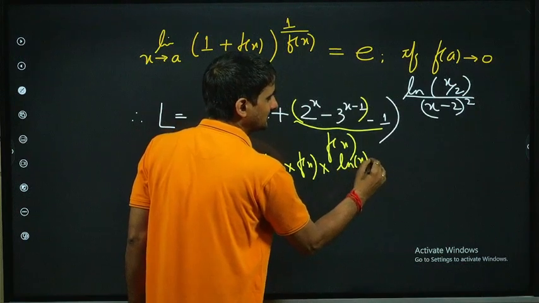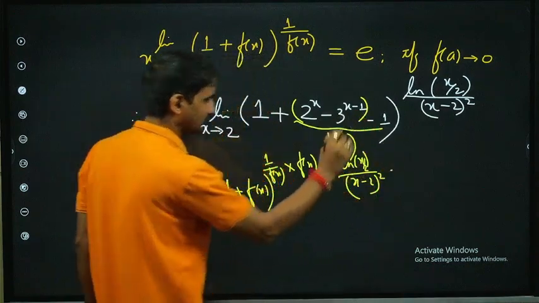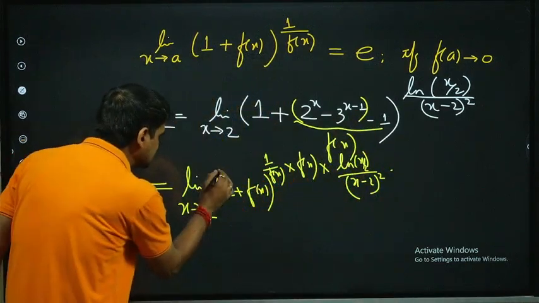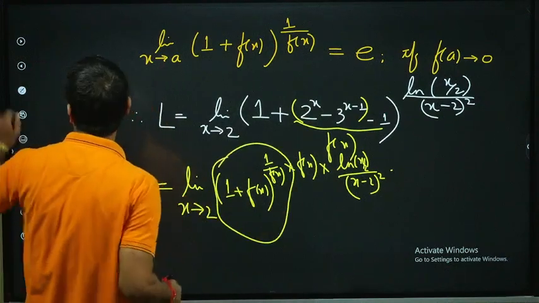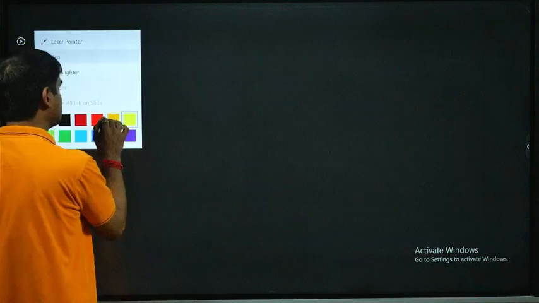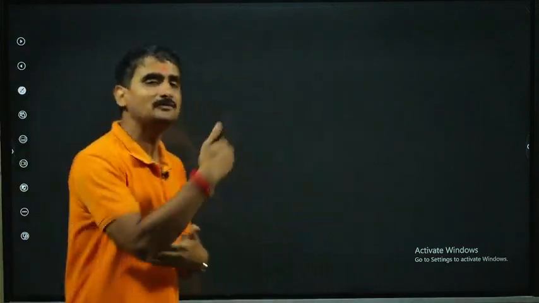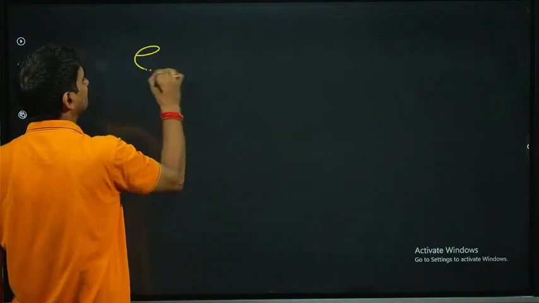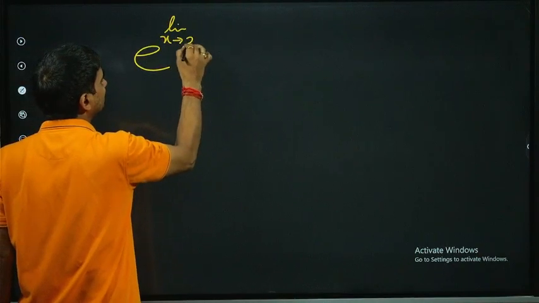So you have (ln(x/2)/(x-2))^2 here. Now, as x approaches 2, this entire thing approaches e. Since the exponential function is continuous, the limit can go inside e. So you have e raised to the power of the limit as x approaches 2.